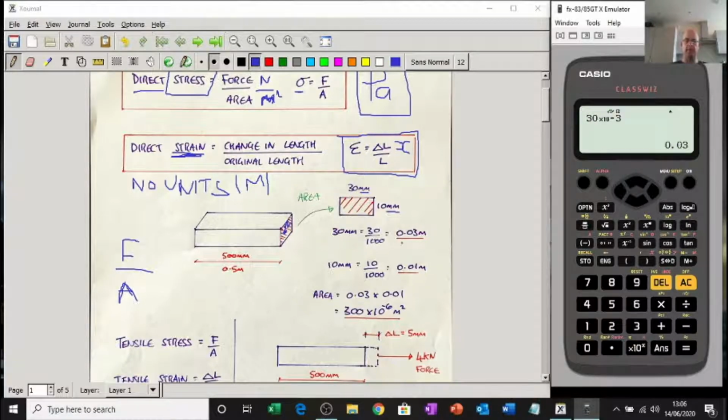So 30 millimeters is 0.03 of a meter, and 10 millimeters, you do the same thing, it's 0.01 of a meter. So before you do the area calculation, make sure you convert into meters. Right?